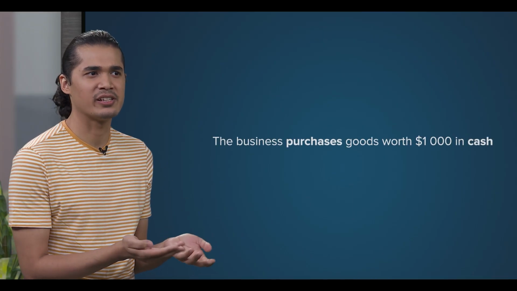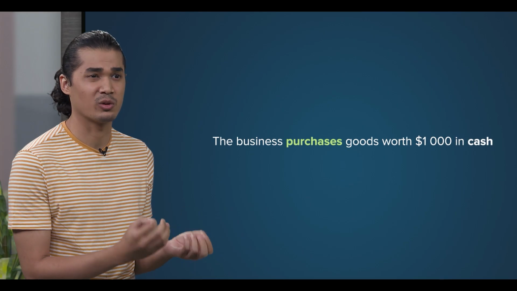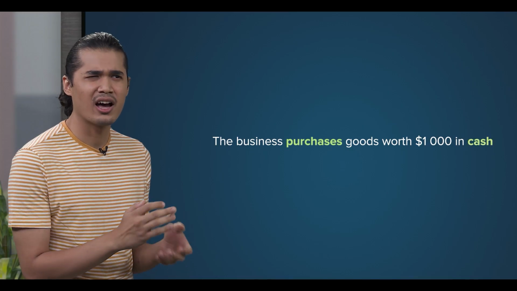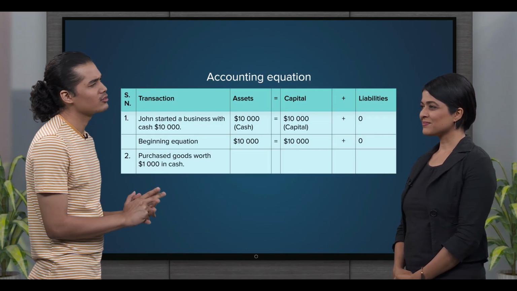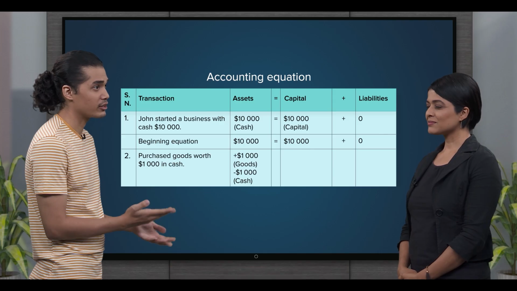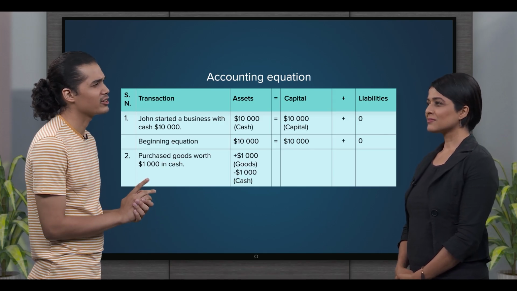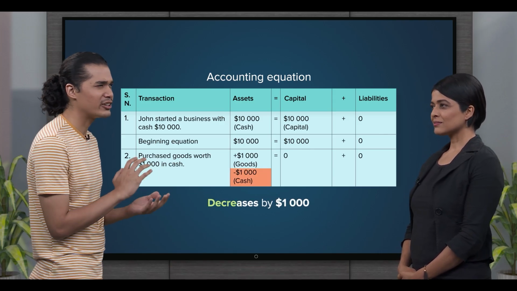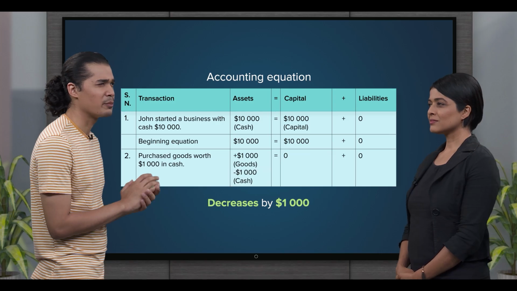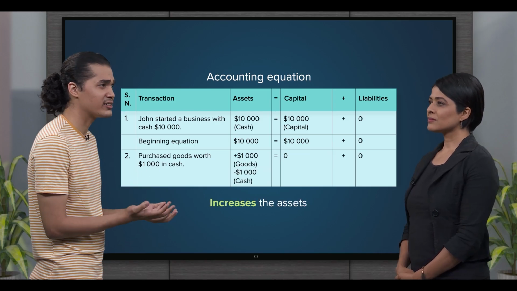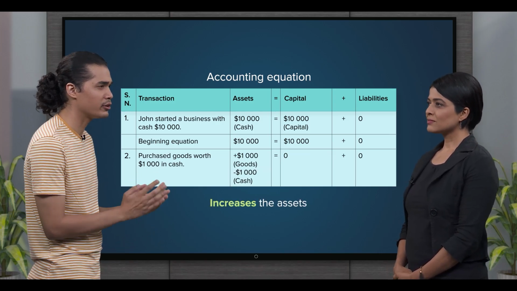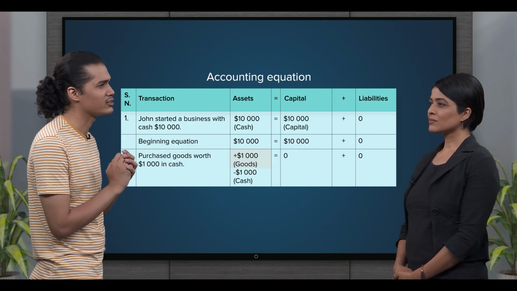Got it. So, let's assume the business purchases goods worth $1,000 in cash. How will that change the equation? I challenge you to try it yourself. Challenge accepted. So, we used cash to purchase the goods. Therefore, the cash, which is our asset, decreases by $1,000. But at the same time, it increases the assets due to the purchase of goods worth $1,000.